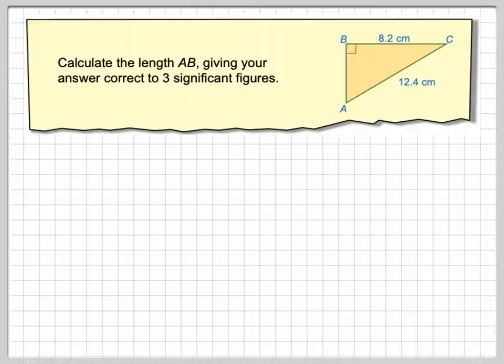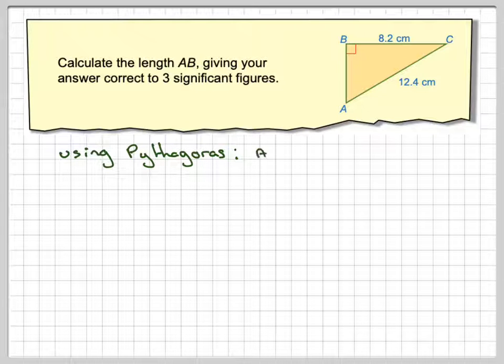Calculate the length AB, giving your answer correct to 3 significant figures. So we've got a right angle triangle here. We've got to calculate this missing length, but we've got this length here, which is the hypotenuse, and this length here. So we should use Pythagoras' theorem.